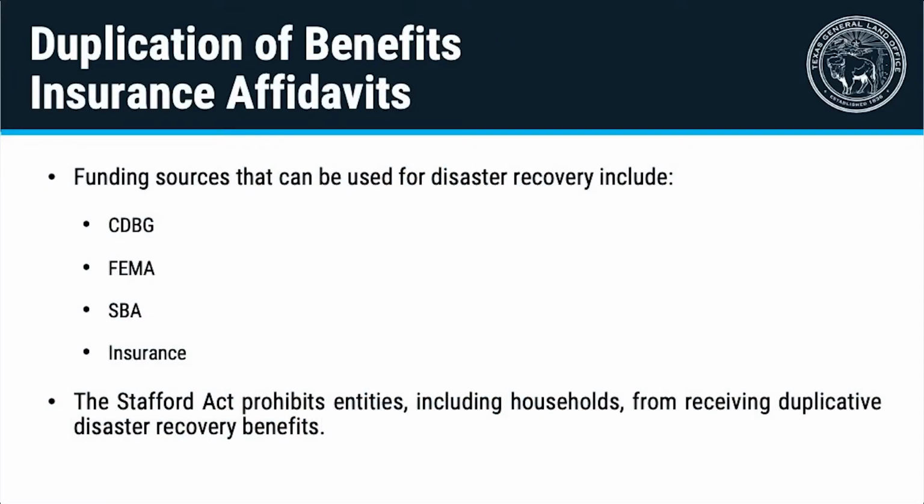There are multiple funding sources that can be used for disaster recovery, such as CDBG, FEMA, SBA, and insurance. The Robert T. Stafford Disaster Assistance and Emergency Relief Act, as amended, prohibits entities, including households, from receiving a duplication of benefits for disaster recovery funding.